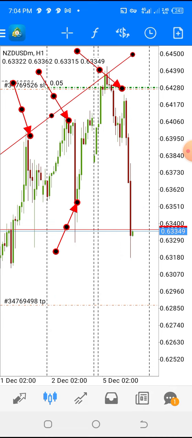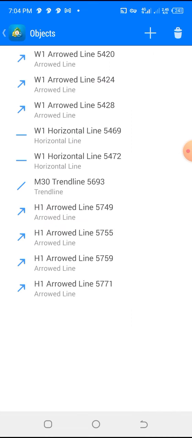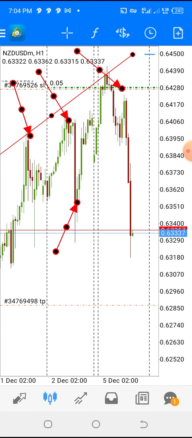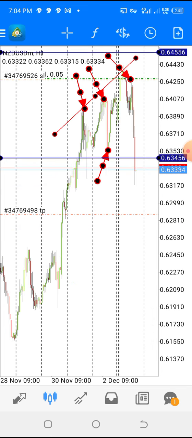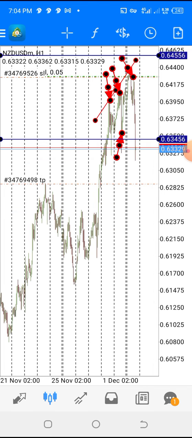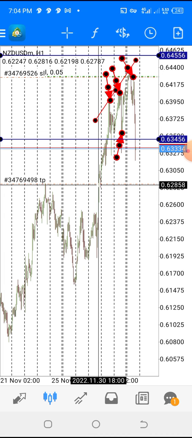Now if our support is broken, let me show you where our support has been broken. Now if our support has been broken, it's just like breaking the pillar of a house. Now our support has been broken. What do we expect? We expect price to come up to where you see my take profit. That is where I'm expecting price to come.